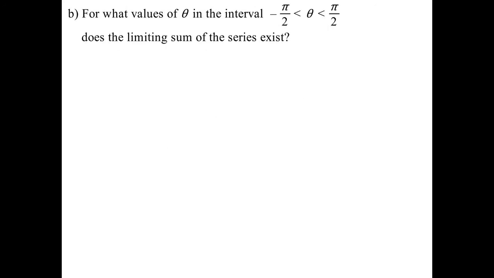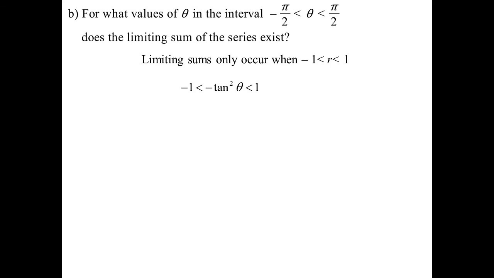All right then, so between minus pi on 2 and pi on 2, so that would be the two asymptotes about the origin of our tan curve. What values will our limiting sum actually exist? So again, we know it's going to happen in between -1 and 1. We're saying, when does minus tan squared theta be in between -1 and 1?